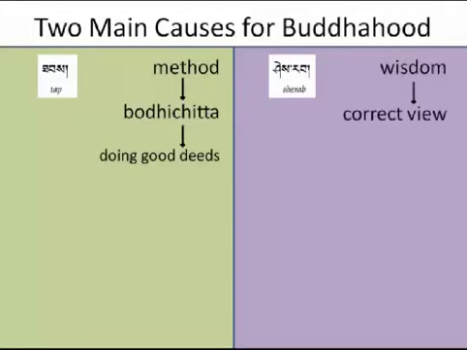Wisdom, as we suspected, is going to be correct view. So correct view, that principal path, is a big component of wisdom, and of course that's the perception of emptiness. So we have the two main causes for Buddhahood, one of them directly coming out of bodhicitta, that principal realization, and the other one directly coming out of correct view.